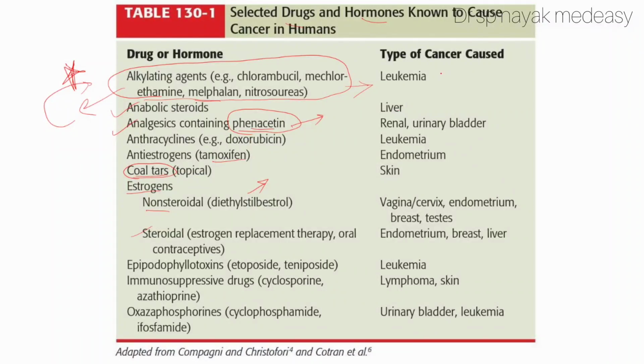So these alkylating agents can cause leukemia; anabolic steroids can cause cancer in the liver. All these things you can see. About all these drugs, we'll discuss when we come to cancer. In leukemia, we'll discuss these drugs in detail, how they actually cause it, what their mechanism is. In liver cancer, we'll discuss anabolic steroids, and urinary bladder cancer, leukemia, skin cancer conditions. In this, we'll discuss their exact mechanism. This table is for understanding the different hormones and drugs which act like carcinogens.